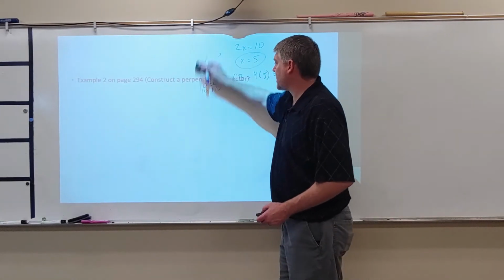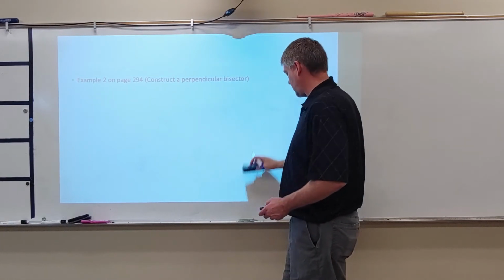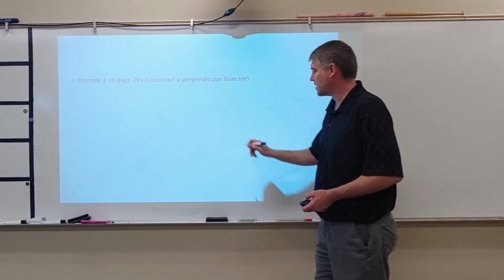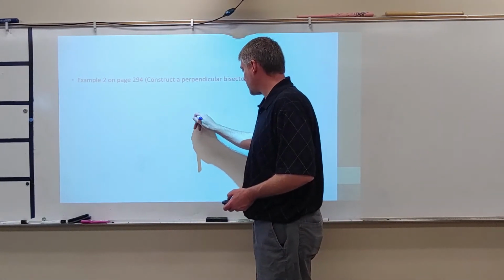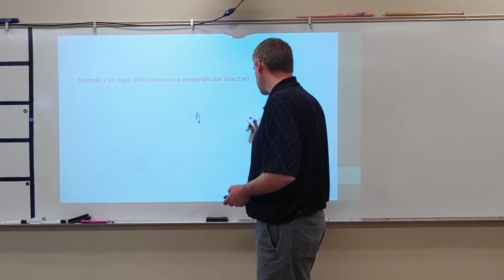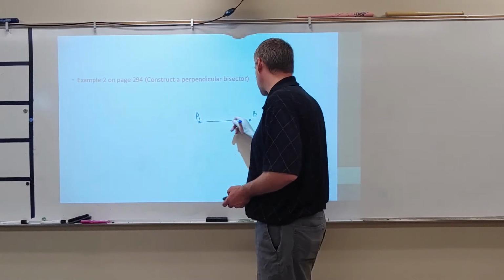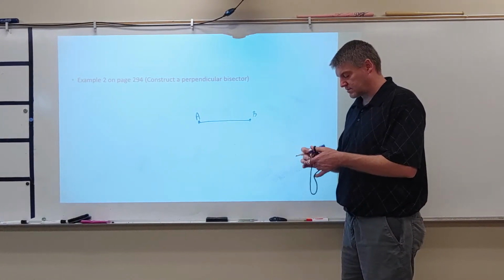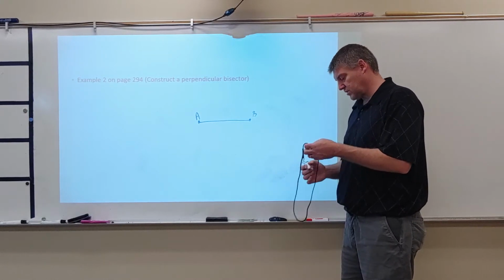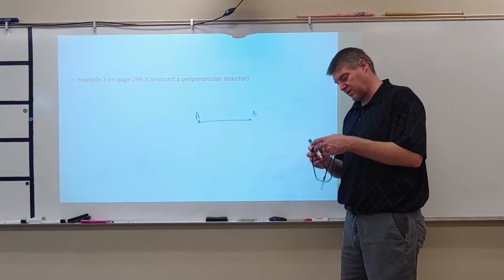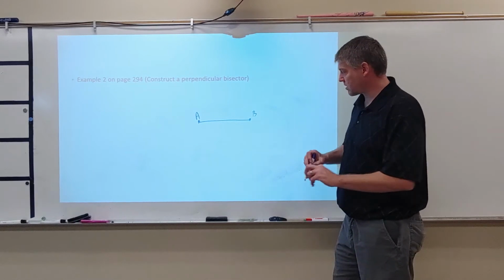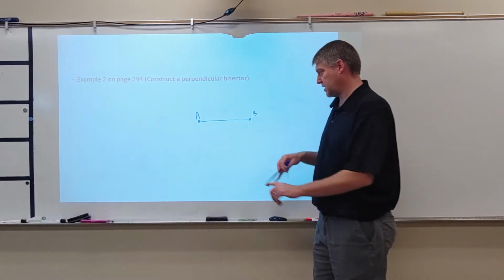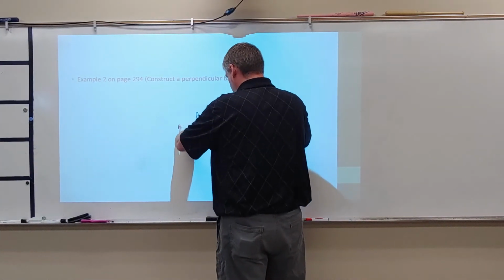All right. So example 2 is talking about constructing, given a visual diagram, a perpendicular bisector. So we're going to refresh your memory on perpendicular bisectors. Okay, so here's my line segment AB. If you remember your perpendicular bisector, what we're going to do is take our compass. I'm going to use a string and a marker here, and we're going to open up that compass to where it's over half the distance to B. Okay, so I'm going to make an arc here.